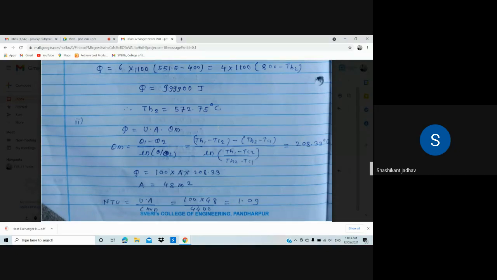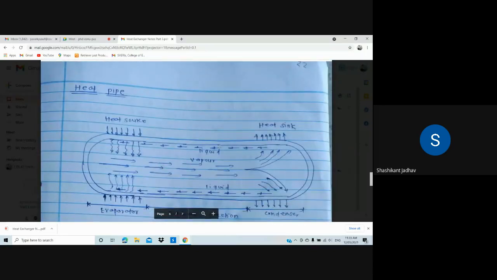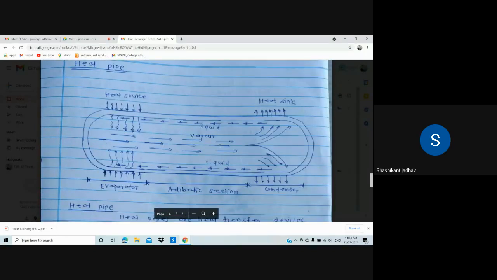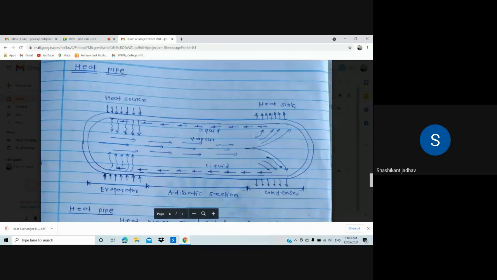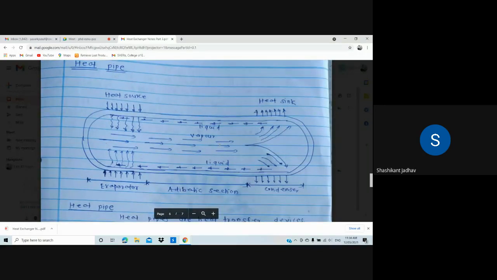Okay, the next point, all of you write down the heading as heat pipe. Actually this point is in unit number 5. Heat pipe is nothing but a heat exchanger. In the older syllabus, this point was in this topic only. But in the new syllabus, this point is in unit number 5. Unit number 5 is condensation and boiling. In that condensation and boiling, there is one point, that is heat pipe.